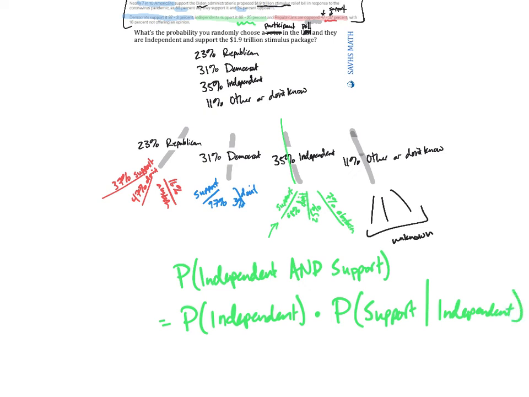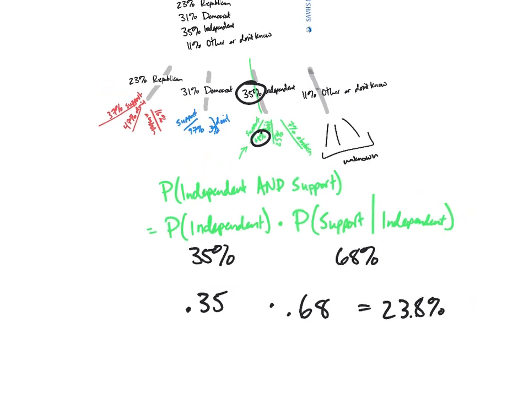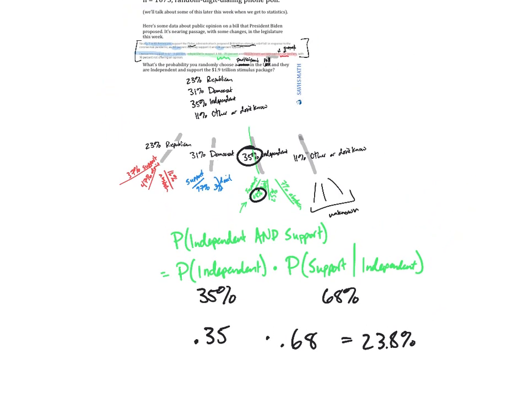So what we're really doing is we're taking this 35% and multiplying it by this 68%. Just as a quick thing about multiplying percentages, make sure you use them as decimals. 0.35 times 0.68. And our answer here is 23.8%. What that means is if you randomly choose one of the people who did this survey, 23.8% of the time you get someone who is an independent voter who supported the $1.9 trillion package.